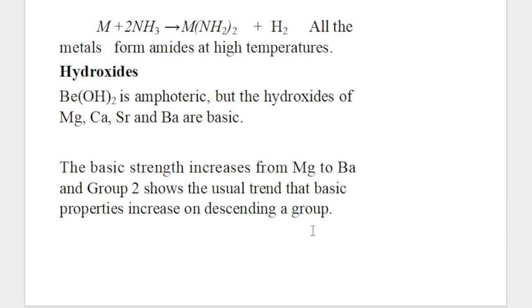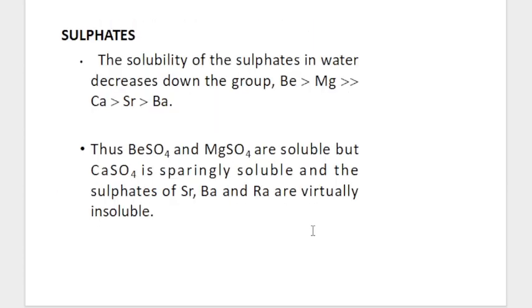Let's consider their hydroxides. Beryllium hydroxide is amphoteric. When you say something is amphoteric, it means that it can react with both an acid and a base to form salt and water. But the hydroxides of magnesium, calcium, strontium, and barium are basic. The basic strength increases from magnesium to barium, and group 2 shows the usual trend that basic properties increase on descending down a group.